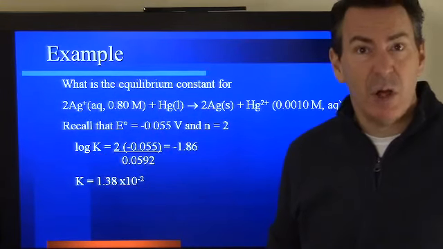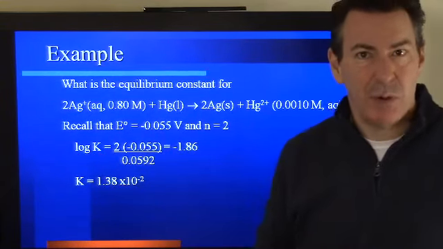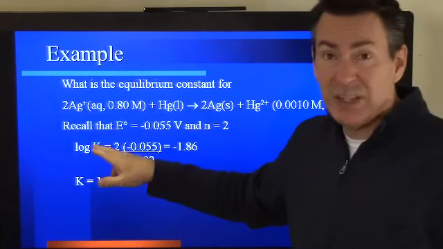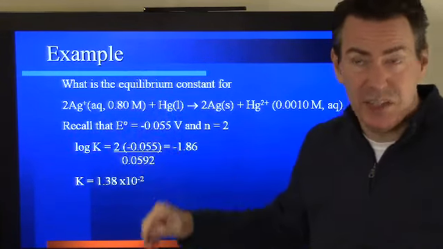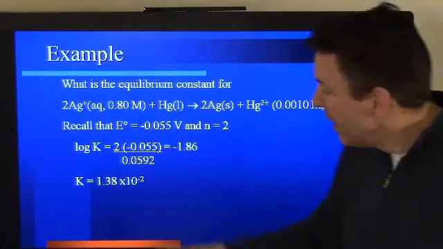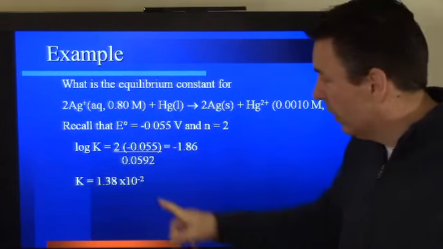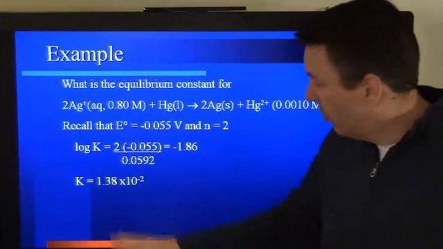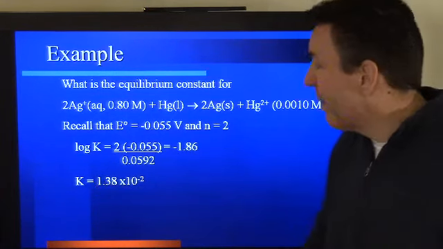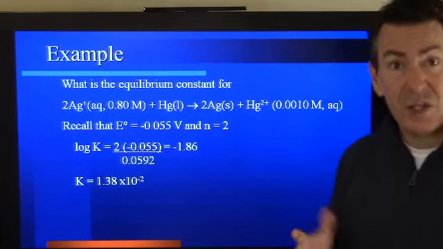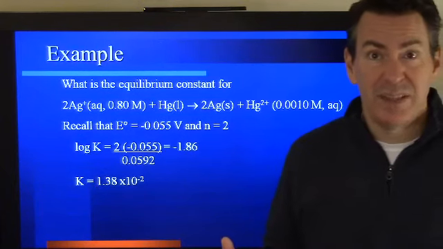How we reverse that log function, we take 10 to the x power of both sides. So the 10 raised to the log K, the 10 and the log cancel each other out. That's going to give us just K. And then over here we take 10 to the negative 1.86 power. And that's how we get this value right here, about 1.4 times 10 to the minus 2. All right, and so again, that all fits with everything else we've been saying.